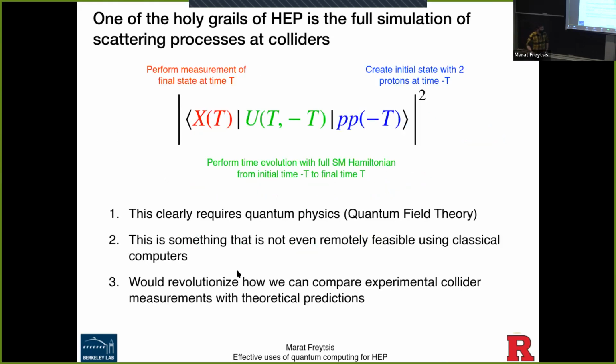Now we'll say some trivial points maybe. This clearly requires quantum physics to do exactly. It's not even remotely feasible to do this using classical computers, because we're talking about quantum field theory, we're talking about an infinite dimensional Hilbert space. If we're doing this exactly, there's no way of storing that state. And if we could do this, it would of course revolutionize what we can probe using experiment and how we compare that to data.